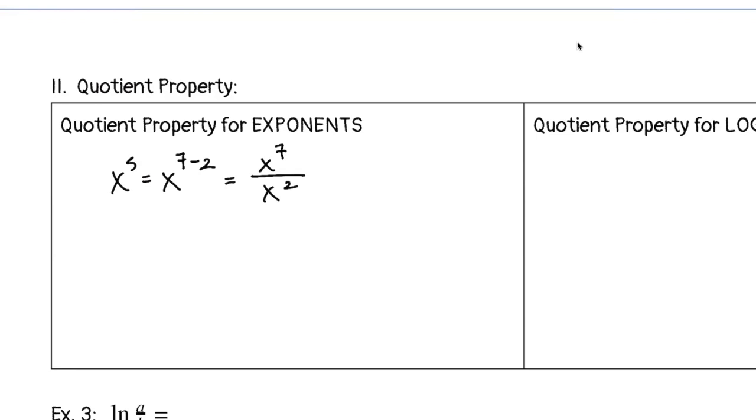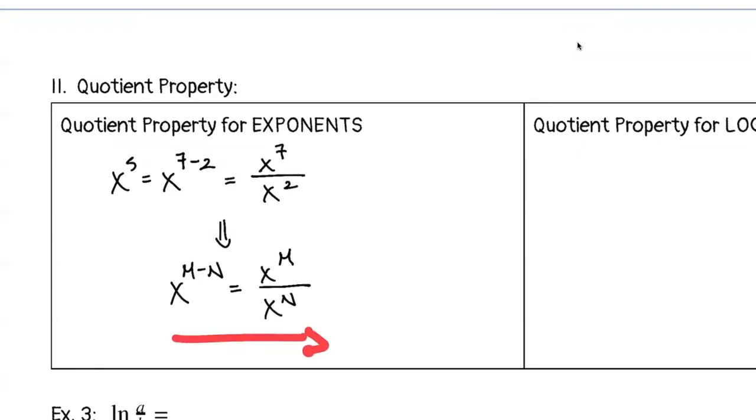And so if we were to generalize this, we might say that x to the m minus n equals x to the m over x to the n. And we could use this rule in both directions, right? We could go this way. We have a single x and we turn it into multiple x's. Or we start with multiple x's and we get it back into a single x.